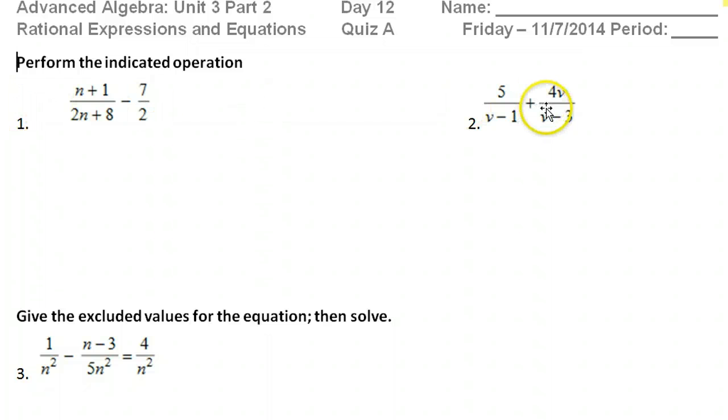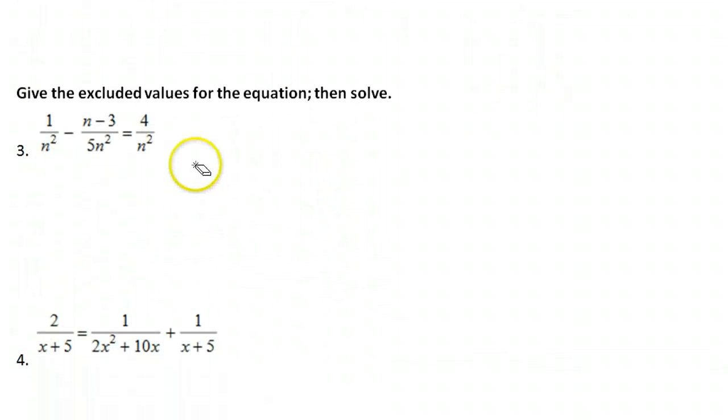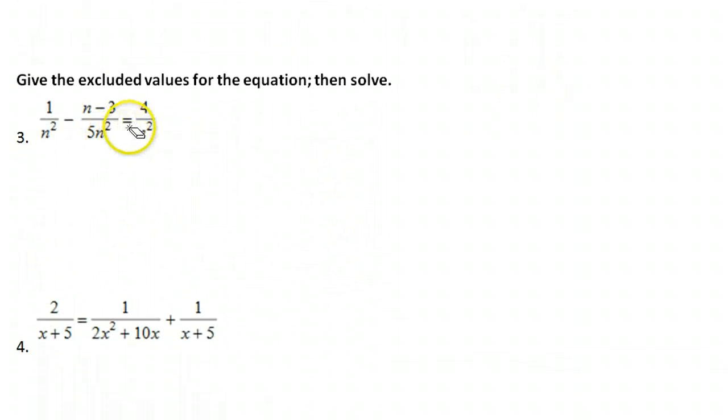Looking at problem number 1 and 2, notice that there's no equal sign. We're not solving an equation. We're not going to come up with n equals something. That's not what we're doing. We just have an expression and we're simplifying it. That's it. As opposed to number 3 and number 4, see the equal sign?